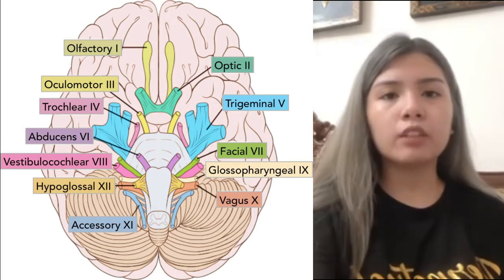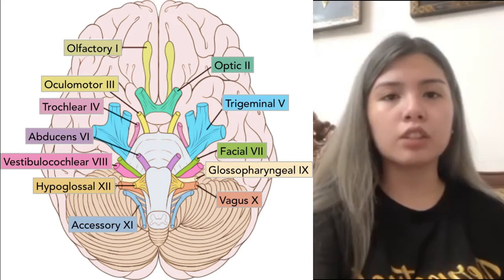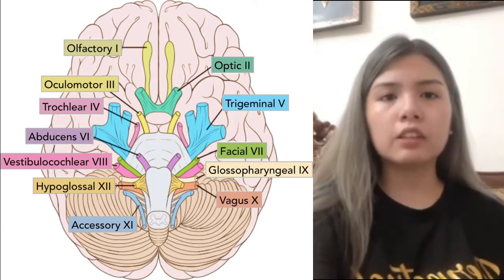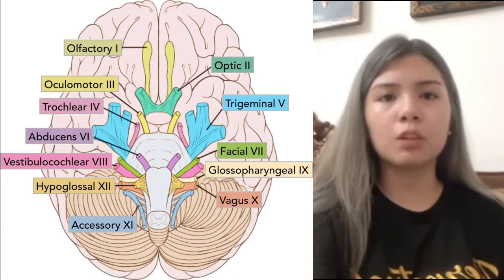Then we have cranial nerve number 11, which is the accessory nerve. It is located at the medulla oblongata, posterior to the olive. Then it exits through the jugular foramen, and its function is to control the muscles of your neck, such as the trapezius and sternomastoid muscle.